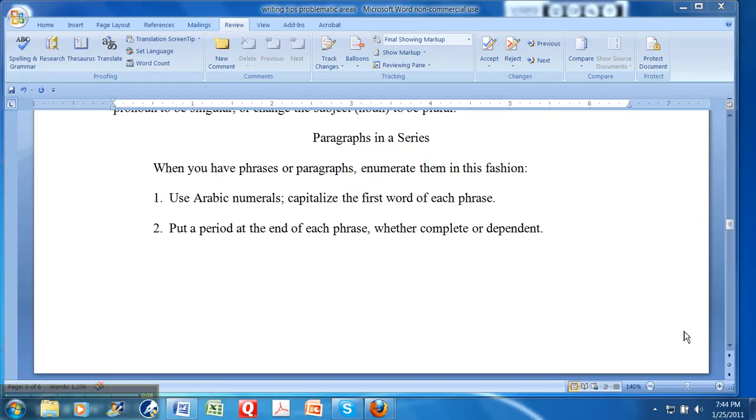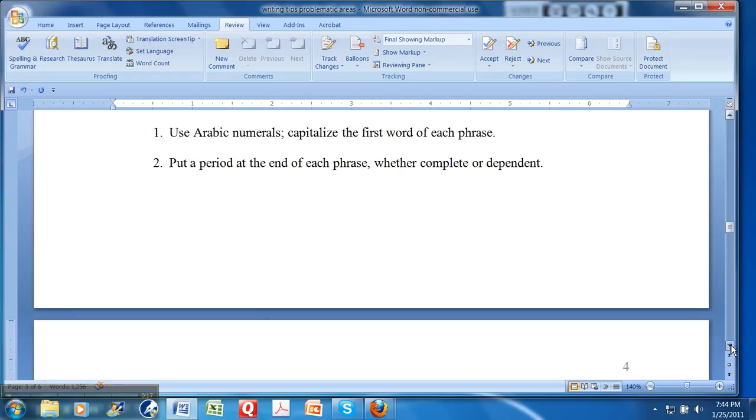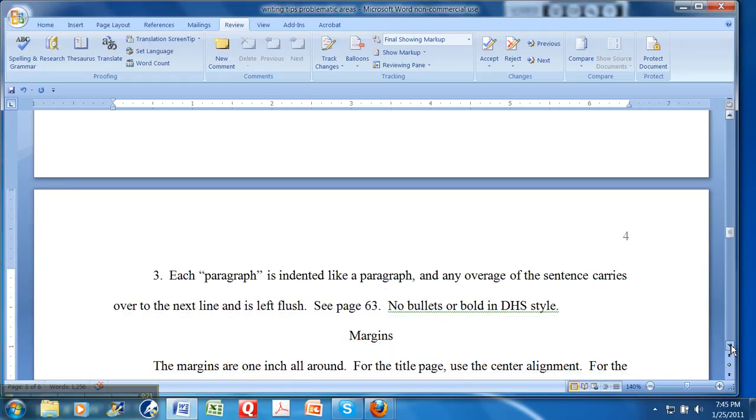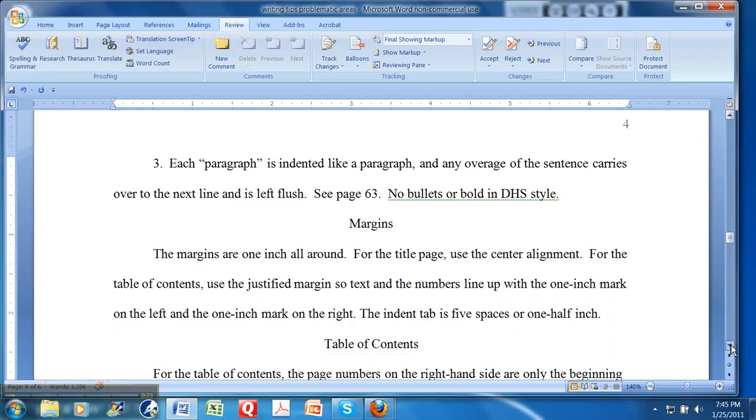And one thing that I did want to mention is that in DHS style, there is no use of bullets. That's why you need to use these paragraphs in a series. APA style uses bullets, but DHS style does not. Also, DHS style does not use any bolding, whereas APA style does.